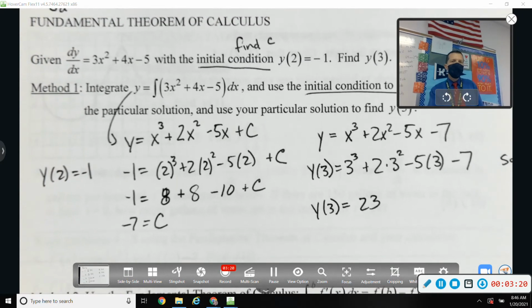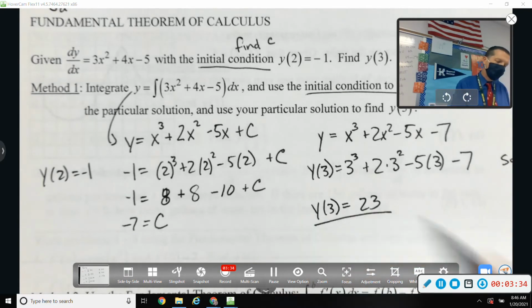So we knew you could do that even before we did the fundamental theorem of calculus. That could have been a problem on the last test. Integrate, use an initial condition, and then use that to find another point, y of 3.